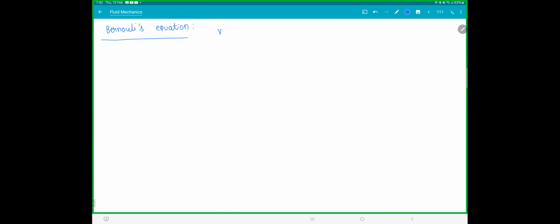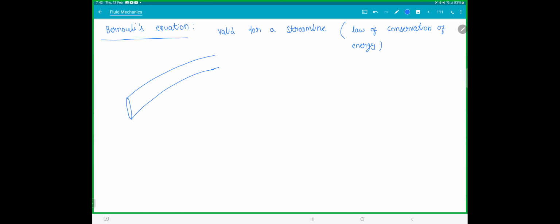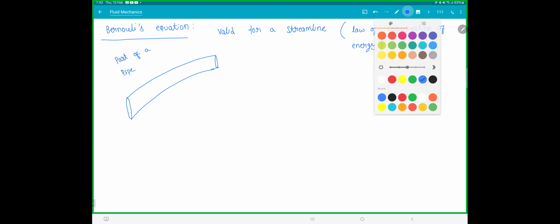So this is valid for a streamline. This is based on the law of conservation of energy. So let's see what this is. The derivation is important for the HSE part, but the result is more important for us. But let's see anyways. So this is an FBD of a part of a pipe. We have a pipe there. We are taking a small cross section of it.